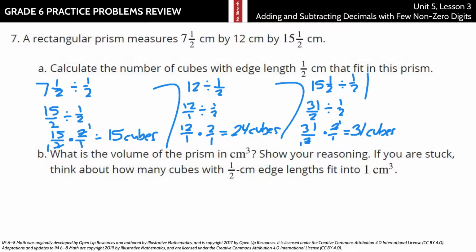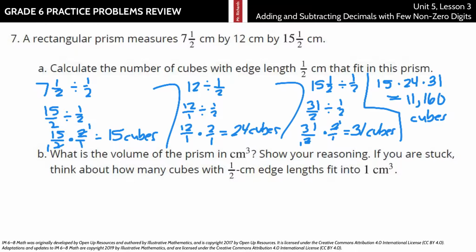And so now that we know how many cubes fit along the sides, we have the side that has 15 cubes, the side that has 24 cubes, and the side that has 31 cubes. We can multiply this together and get 11,160 cubes.